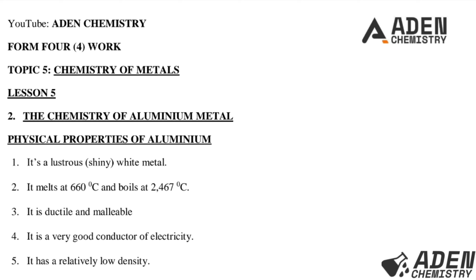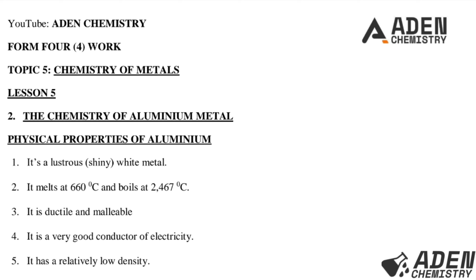So today, lesson 5, our class will be mainly dealing with number 1, the physical and the chemical properties of aluminum, number 2, anodization and alloys of aluminum, number 3, the uses of aluminum, and we'll be concluding with 2 extended questions. So kindly stay with us until the end of the video.